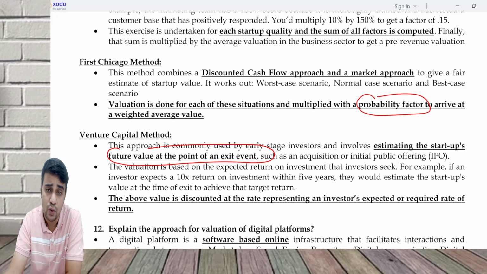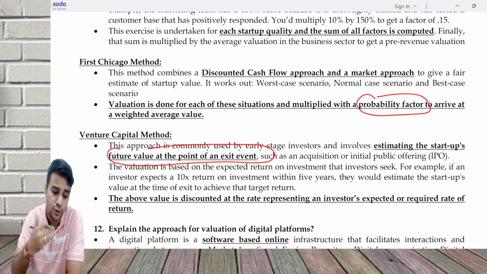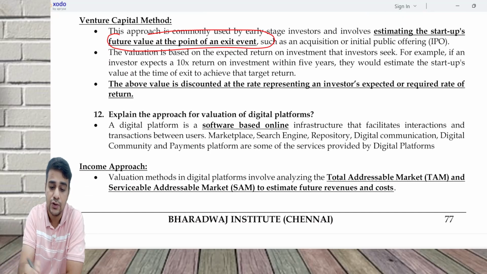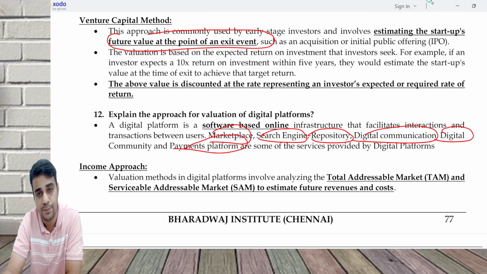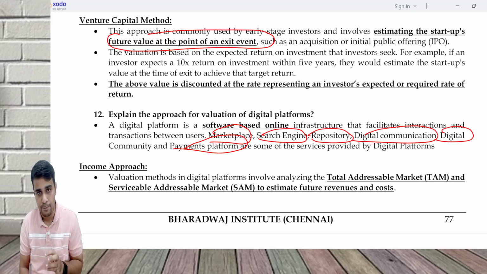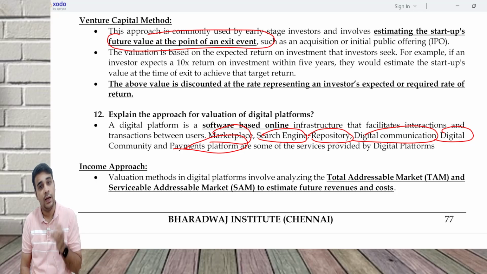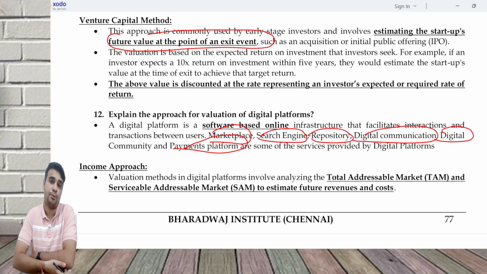Google search, where you are using a search engine. A search engine is basically allowing an interaction where we are doing a search and trying to identify some information. So marketplace, search engine, data repository, digital communication like WhatsApp, digital community, payments platform. These are some of the services provided by digital platforms. How do you value them? Income-based approach or cash flow-based approach, relative valuation approach, or your cost to duplicate approach or cost approach.